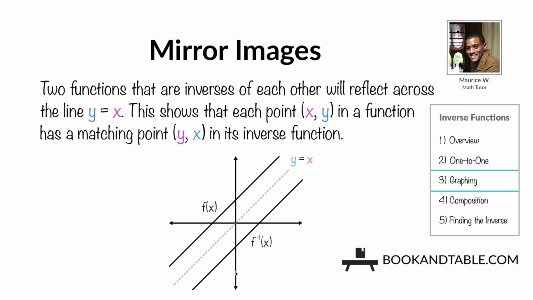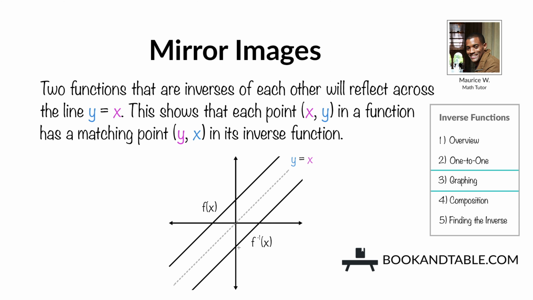Two functions that are inverses of each other will reflect across the line y is equal to x, this one here. This shows that each point that has an xy coordinate in a function has a matching point that is the reverse of those coordinates in its inverse function. So let's say we have a function here, f of x, this line. The inverse function reflects across the line y is equal to x. So this is the inverse function here.